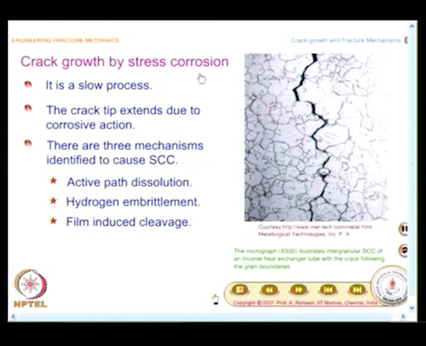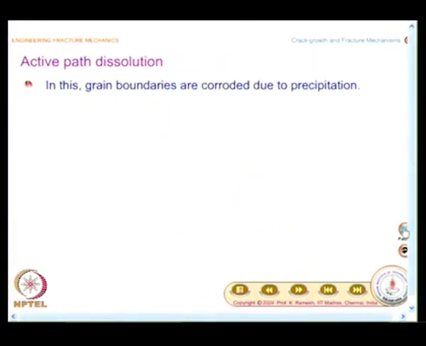We have looked at in the last class that crack grows by stress corrosion, and we saw that it was an intergranular crack growth. That is what you see in this micrograph, and this could advance by any of the three mechanisms. One is active path dissolution, the second possibility is hydrogen embrittlement, and the third possibility is film induced cleavage. We would see one after another these mechanisms. These are again descriptive, so you need to take proper notes of these points.